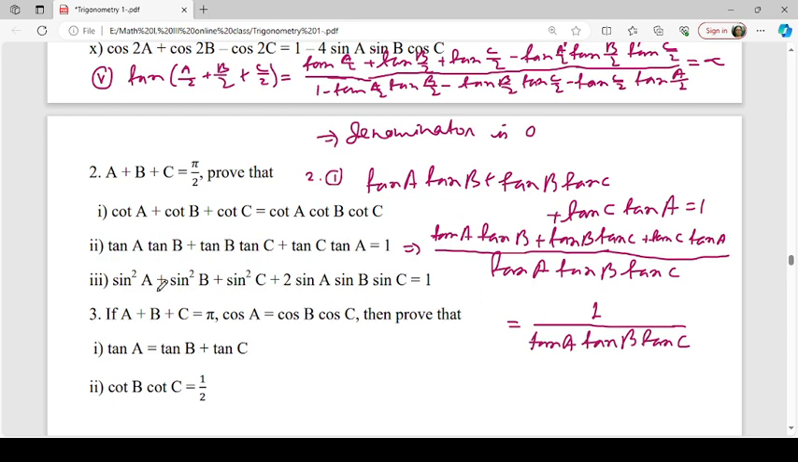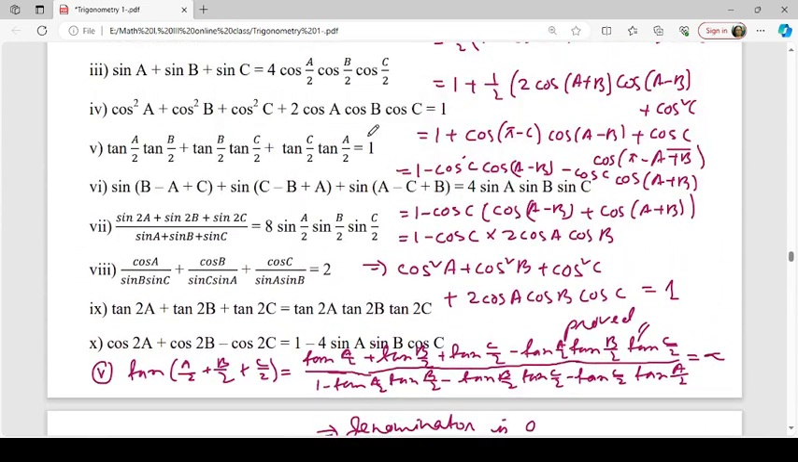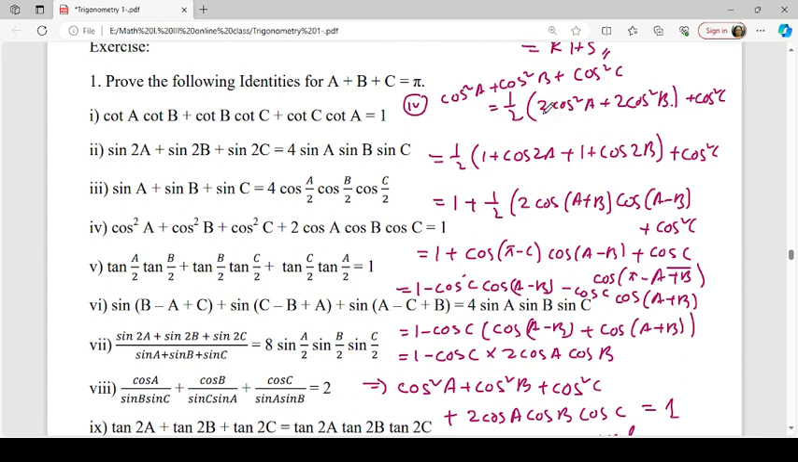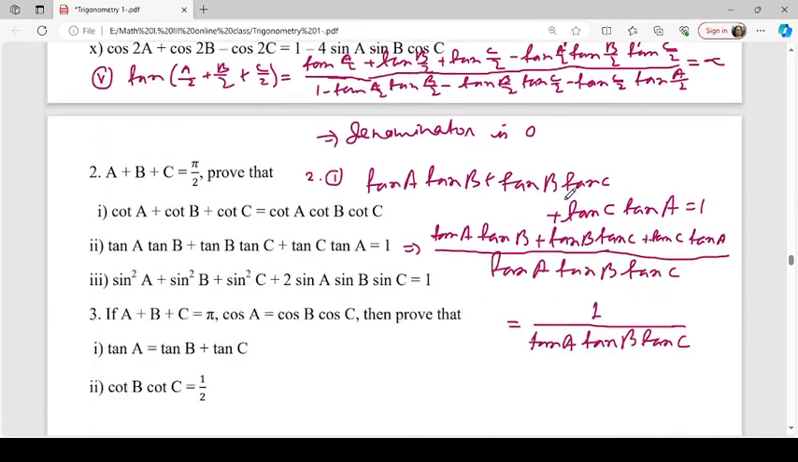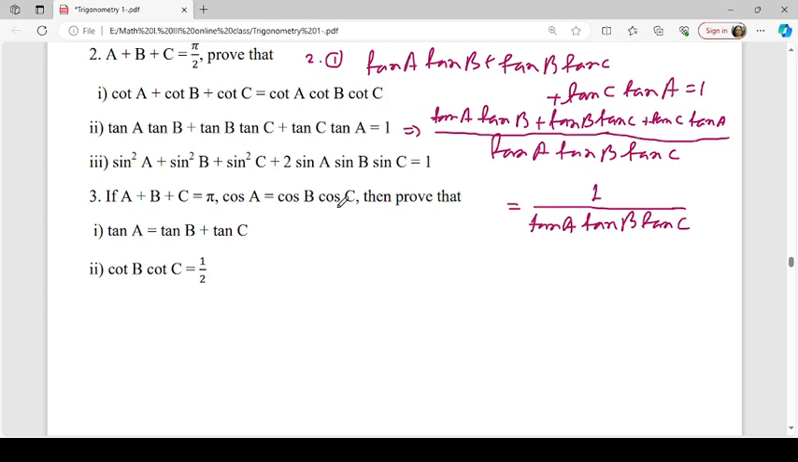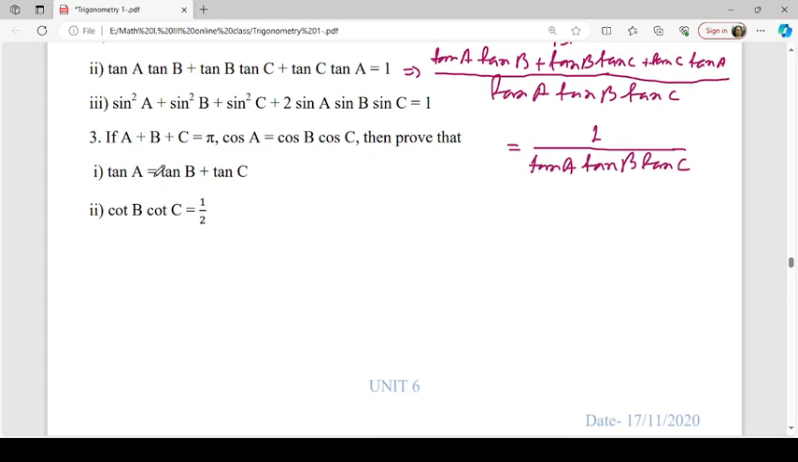This you will try: 2 sin square A, you write as 1 minus cos twice A, like this we can do it. So in place of this we need to write 2 sin square A, then 2 sin square A will be 1 minus cos 2A, or 1 like this. Then A plus B plus C equal to pi, then prove it. This is also not tough, so you can do it.